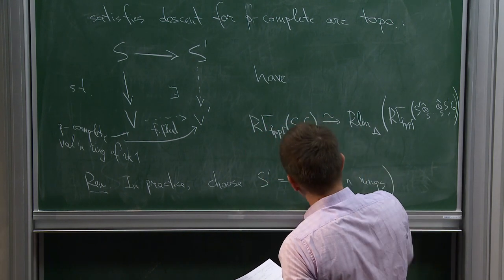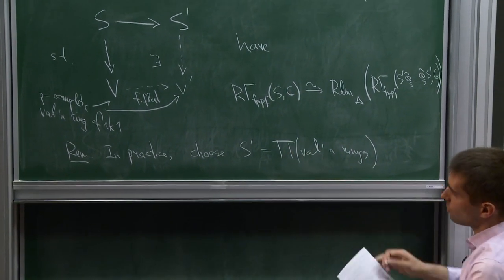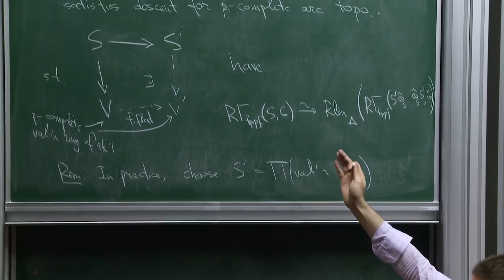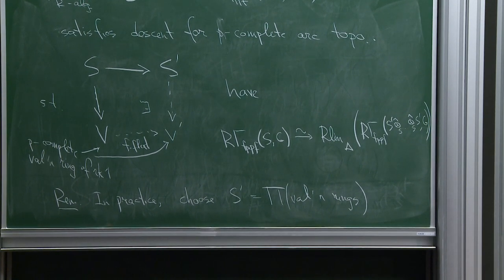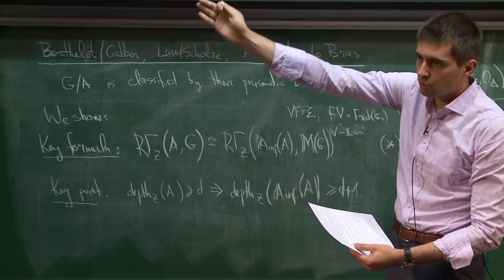Product of periodically complete valuation rings with even algebraically closed fraction field. The nature of the topology allows such covers. And so then, once we have this descent result, to prove the key formula, both sides of the key formula satisfy descent for this very weak topology.